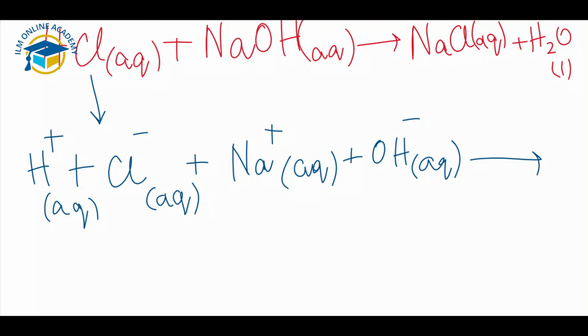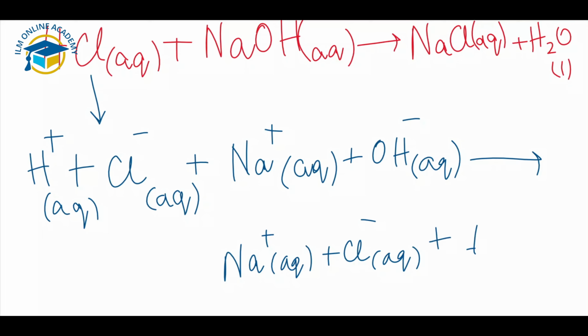After the reaction, we have Na positive ions in aqueous form, plus chloride ions also in aqueous form, plus we have water, H2O, as a liquid. So after writing out all the ions that are present, we have this equation.